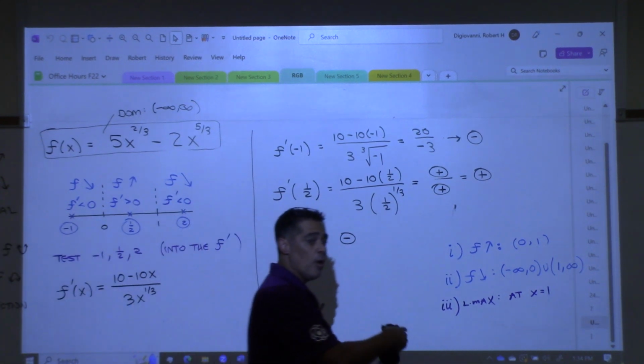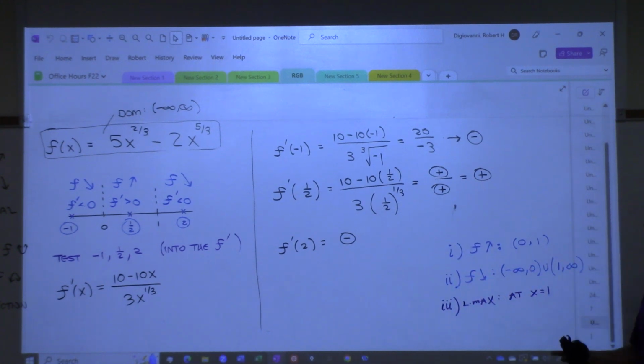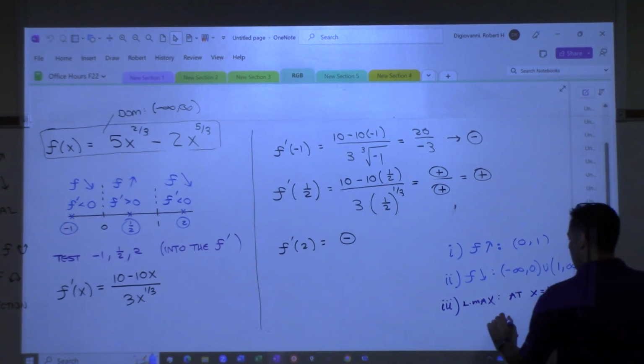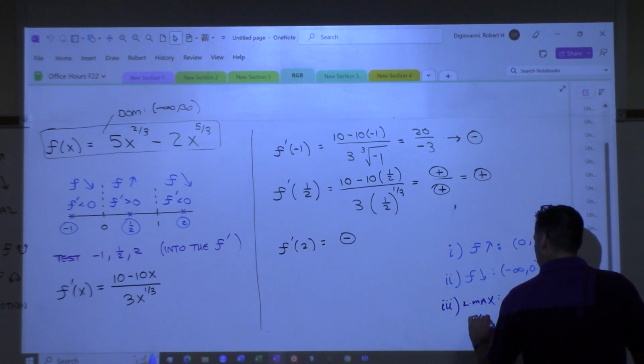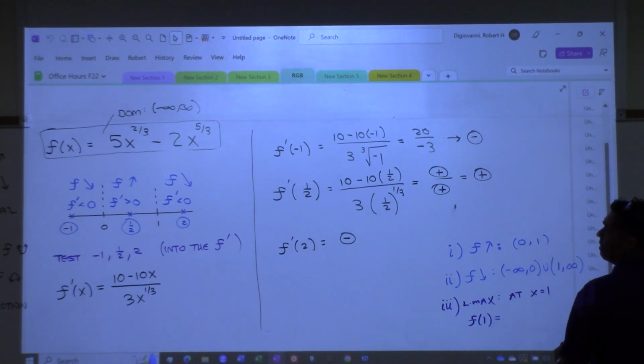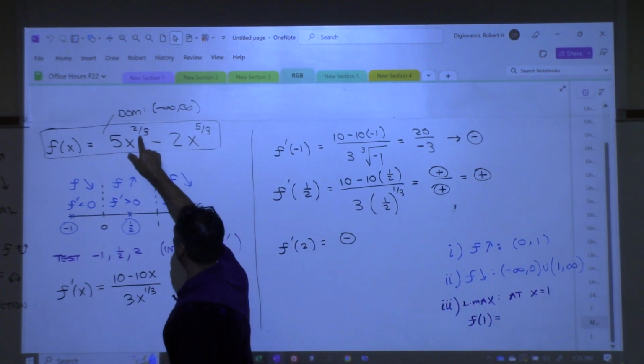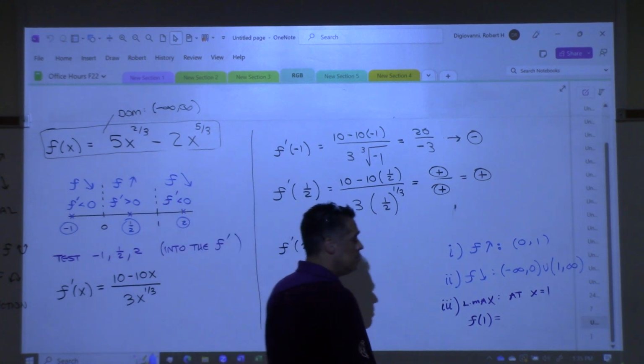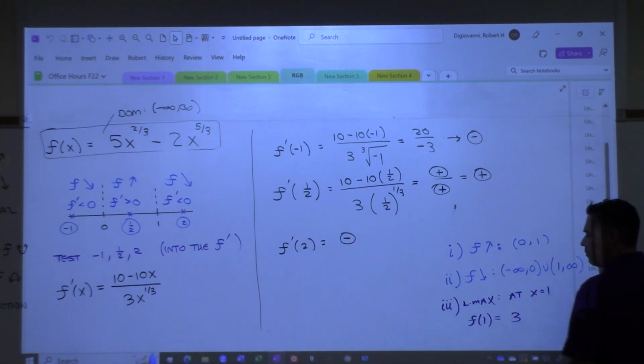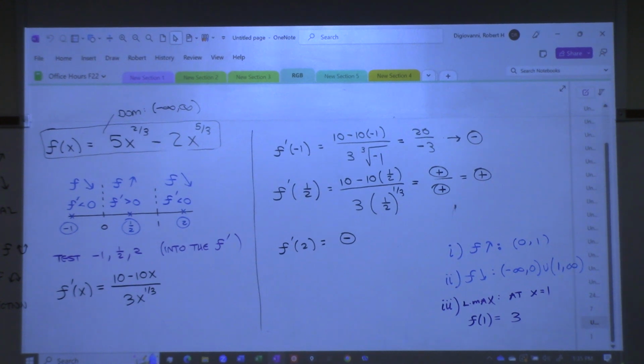And so that tells me where it is, but what is the actual maximum? Remember, this is the y value. We have to plug this number into the original function to figure out the y value. So if I plug 1 into the original function, well, what's 1 to any power? 1. So this is just 5 minus 2, which is 3. Our local maximum is 3. Where does it happen? It happens at 1.